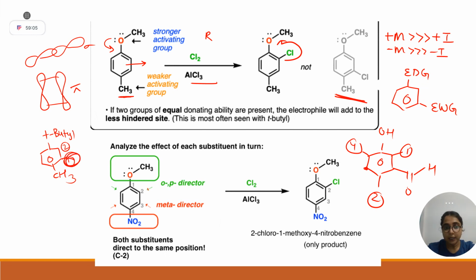Good. Now let's say you have these two groups. One is ortho para directing, another is meta directing. NO2 will say attach the electrophile at this position, and OCH3 will also say the same. So obviously it will attack at the C2 position. Yes or no? Students, are you understanding?